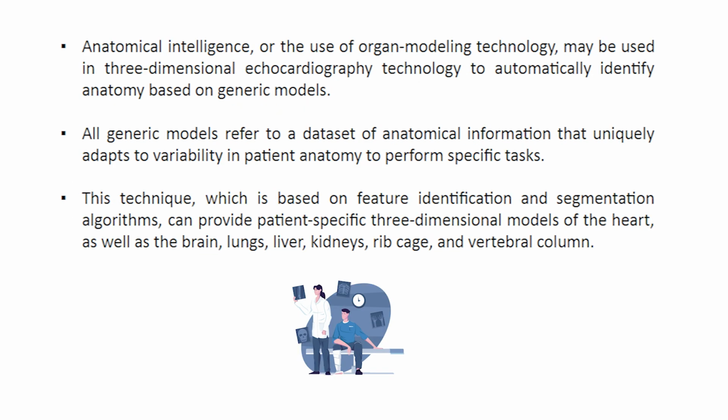Anatomical intelligence, or the use of organ modeling technology, may be used in three-dimensional echocardiography technology to automatically identify anatomy based on generic models. These generic models refer to a data set of anatomical information that uniquely adapts to variability in patient anatomy to perform a specific task. This technique, which is based on feature identification and segmentation algorithms, can provide patient specific three-dimensional models of the heart as well as the brain, lungs, liver, kidneys, rib cage and vertebral column.